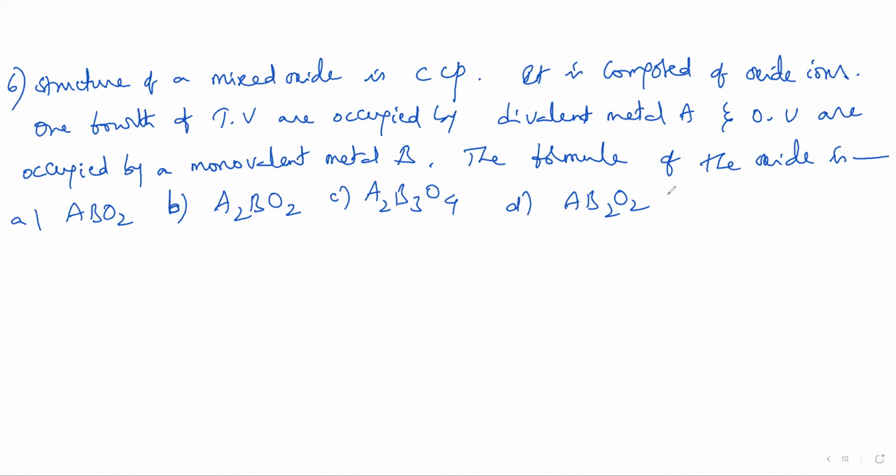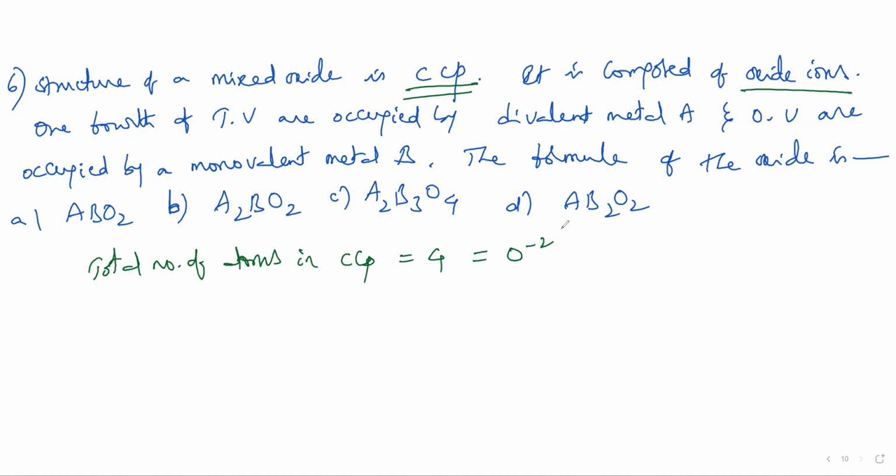So let us see. What is the structure given here? CCP. So who is present in CCP? It is composed of oxide ions. So first let us start with the total number of atoms in CCP. It resembles FCC. In FCC, the total number of atoms is 4. So which ions are present? Oxide ions, 4 oxide ions. So this is equal to N, the total number of atoms in CP. Tetrahedral voids, 2 into N, that is 2 into 4, 8. Octahedral voids equal to N, that is 4. Okay, now let's proceed.